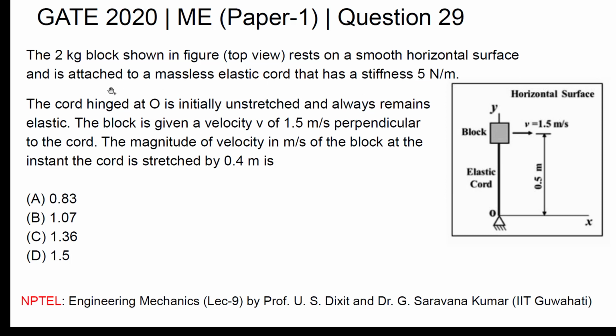So now the cord is hinged at this point and the block is given a velocity of 1.5 meter per second perpendicular to the cord. That means the velocity is given in this direction. So the final question is, what is the magnitude of velocity in meter per second of the block at the instant the cord is stretched by 0.4 meter? And you have four options.